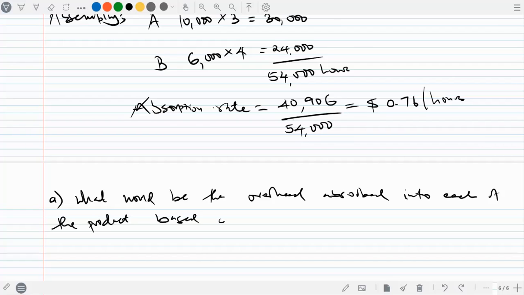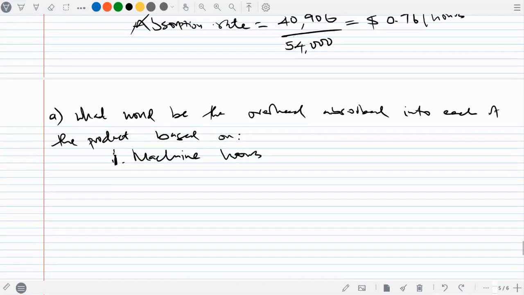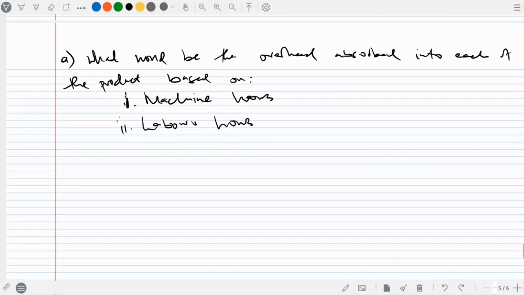based on 1, machine hours, and 2, labor hours. That's the next question that asks us to do that. We're just trying to make up a question from what you've just done. So what will be the overhead cost that needs to be absorbed into each of the products if you have to use machine hours or if you have to use the labor hours?